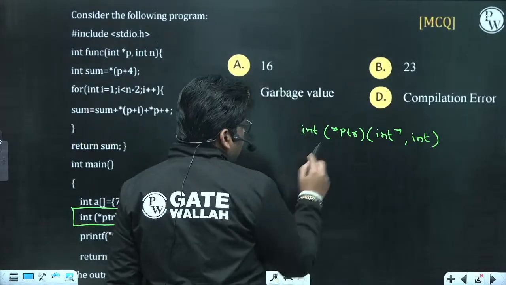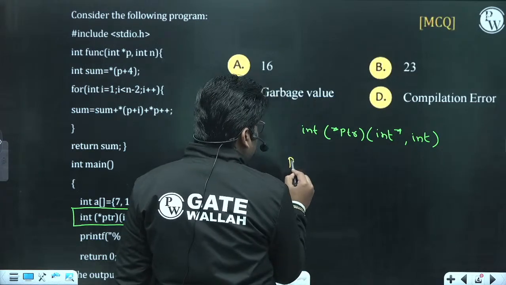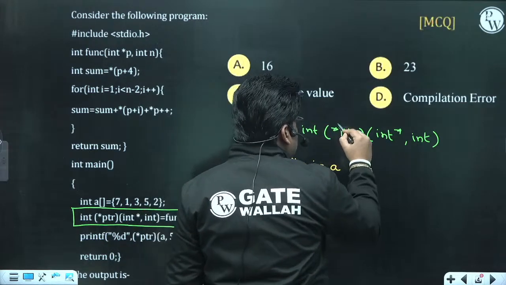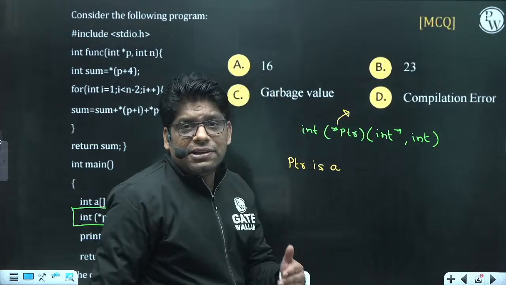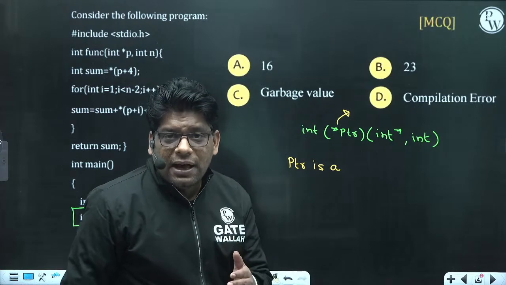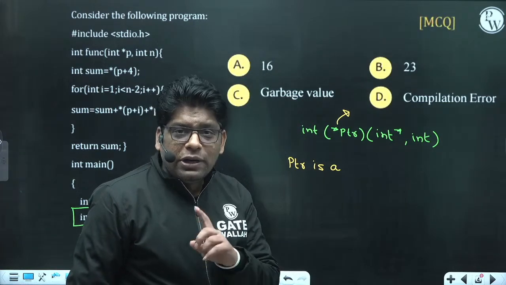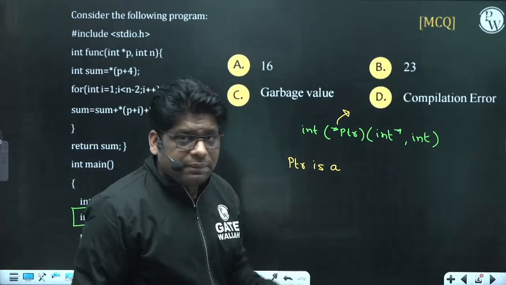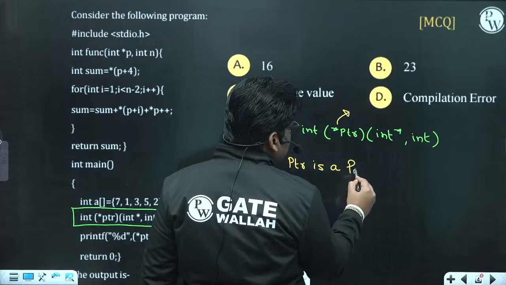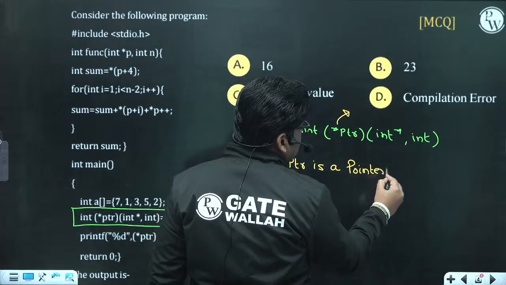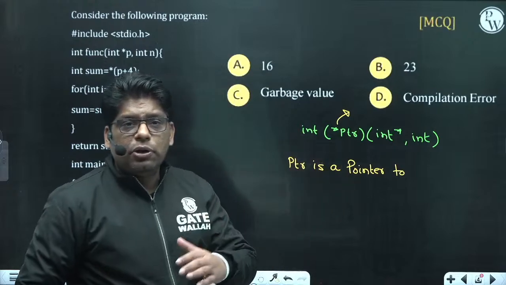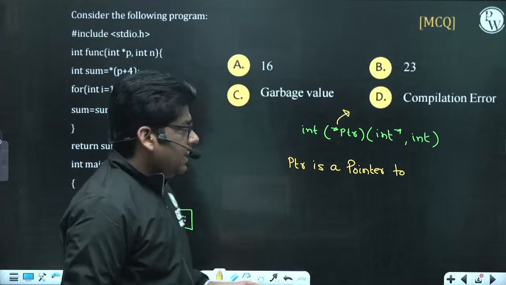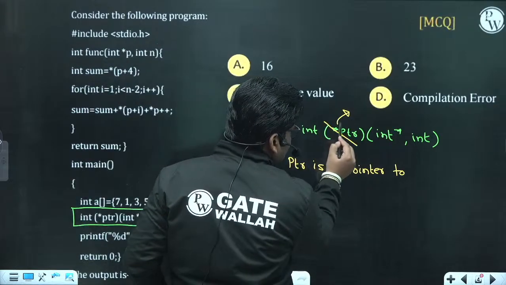Declaration always starts from identifier. So PTR, we need to understand what is PTR. Sir, what does a star indicate in declaration part? Sir, star in declaration is not dereferencing operator. Star in declaration is said to be pointer. So can I write PTR is a pointer, and a pointer is always to a pointer to integer, pointer to float, pointer to array, pointer to function, pointer to structure. Sir, we are done with this part. PTR is a pointer to.